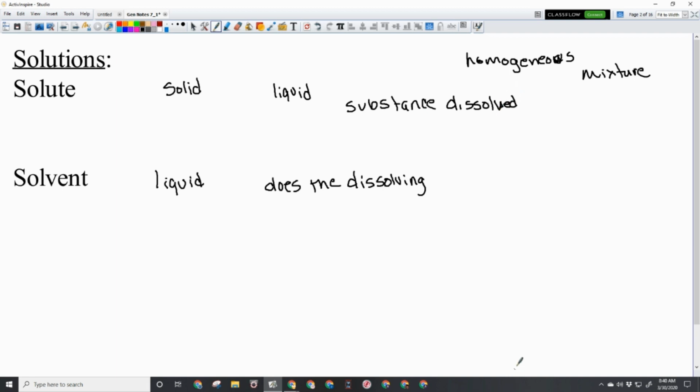All right, the process of dissolving, which you may hear or see in your textbook, is called dissolution. If you see that in a test or quiz question, just know dissolution means to be dissolved, or the act of being dissolved.